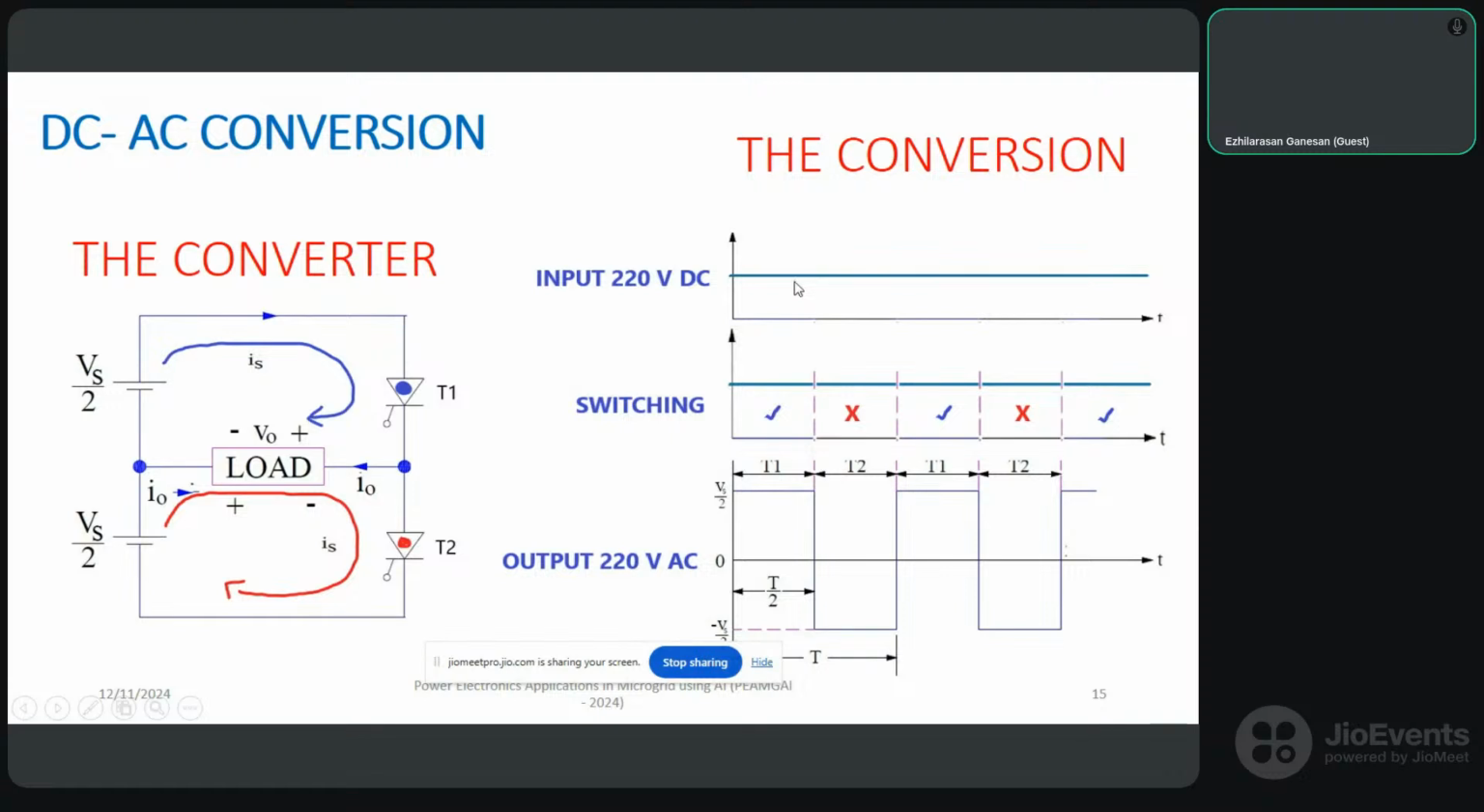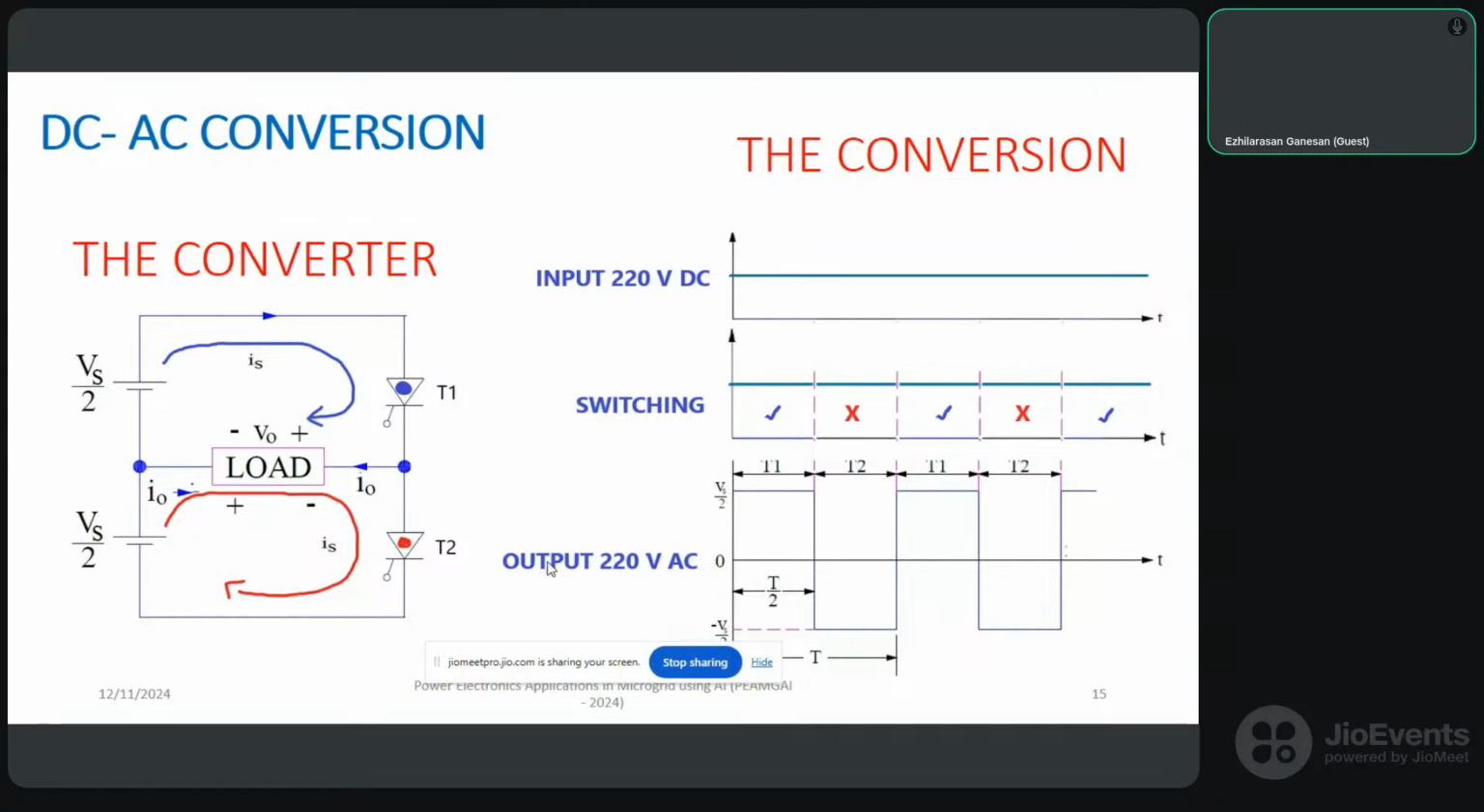Input is 220 volt DC. One piece of the 220 volt DC is cut, and it is pasted in the negative half cycle. Like this, when you paste, you get bidirectional output. So bidirectional output means it is AC, right? Now you can observe one thing from this basic inverter: by converting DC to AC, you cannot get a voltage variation.